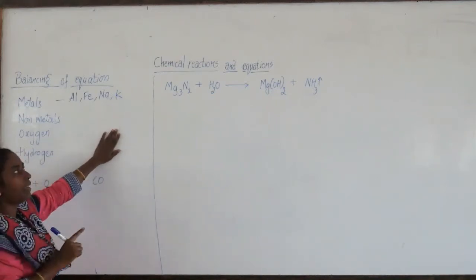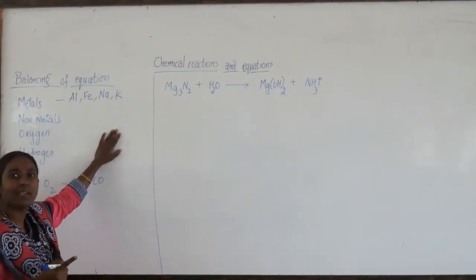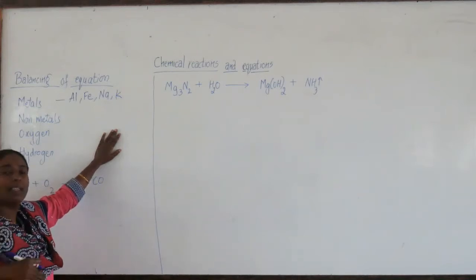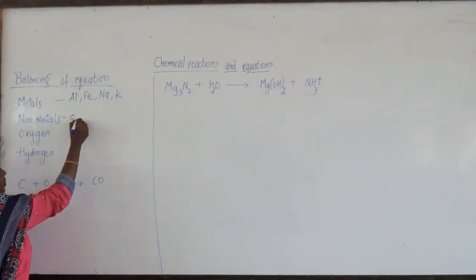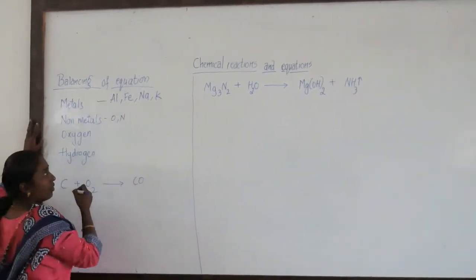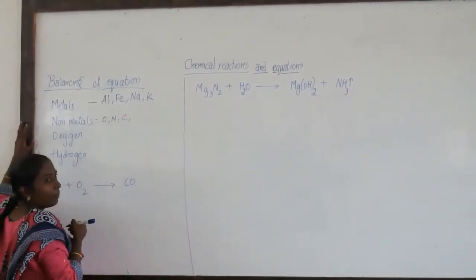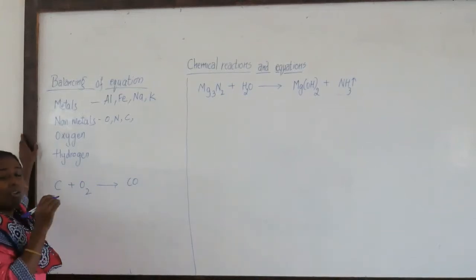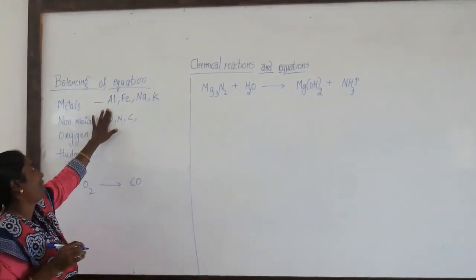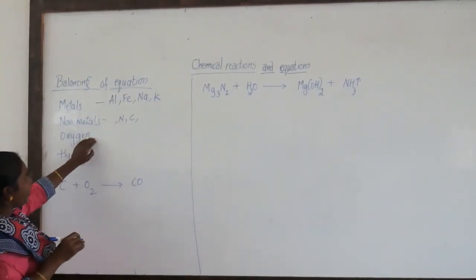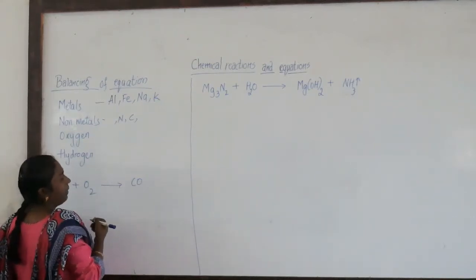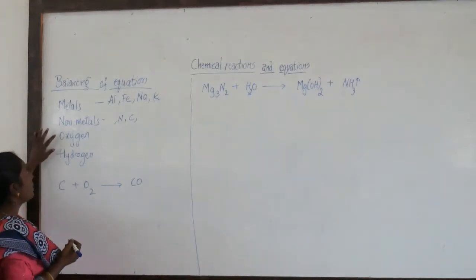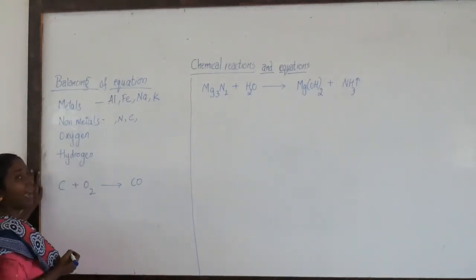So whenever an equation has a metal, start balancing with the metals. Then go with the non-metals. Now which are the non-metals? Oxygen is a non-metal. Nitrogen is a non-metal. Carbon is a non-metal. So nitrogen, carbon, neon, these all are non-metals. Then we are supposed to balance oxygen, then hydrogen.